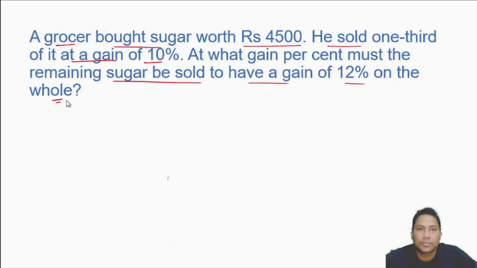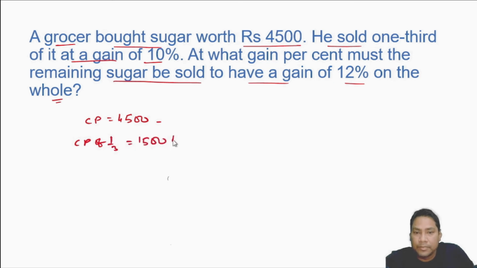So friends, in these questions, if we segregate it, first is one third of the sugar and then the remaining sugar, that is two third of the sugar. So first we will calculate the cost price of one third of the sugar. We have the cost price of the whole sugar, that is 4500. So the cost price of 1 by 3 will become 1500 rupees.